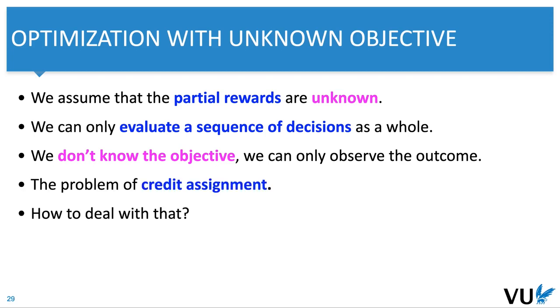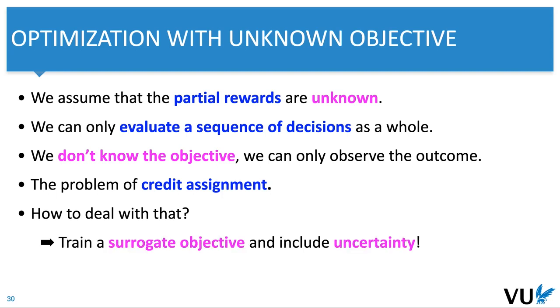So there's the problem of credit assignment, right? We don't know which actions in the middle led us to good scores. Because we can make some decisions, we move up, down, up, down, and we will win. And then, okay, which of these were good actions? How to deal with that?